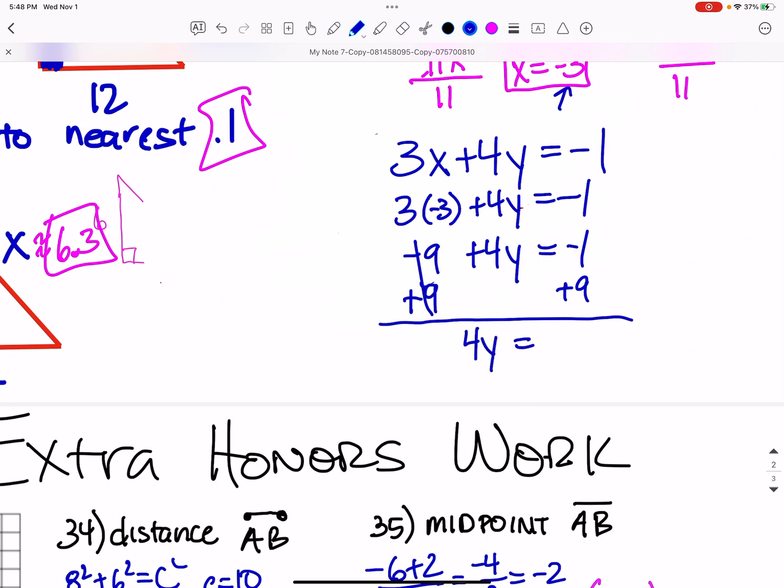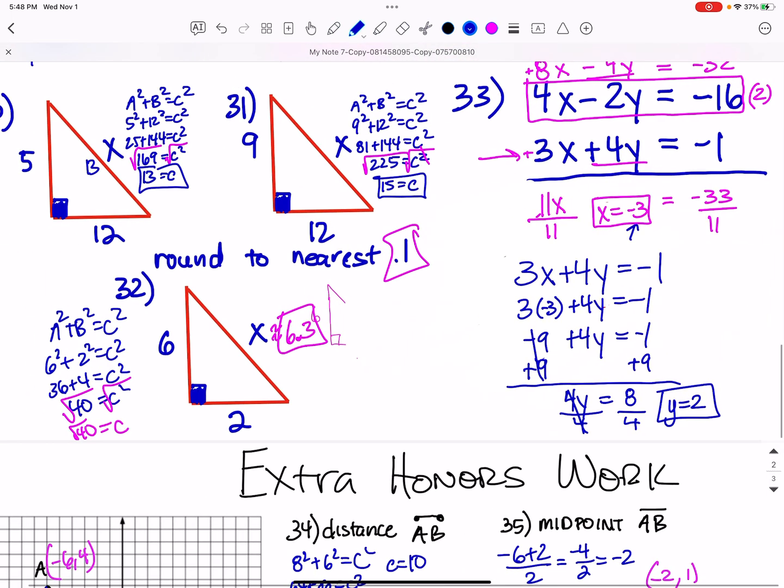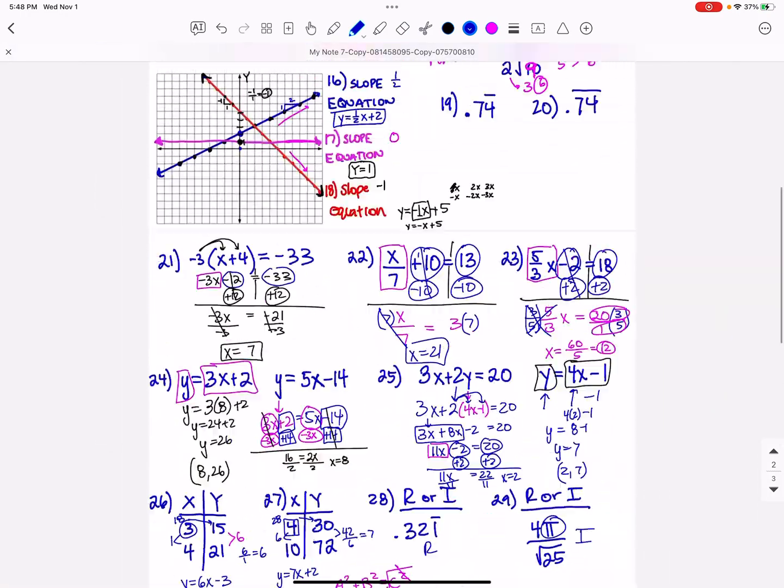4y equals -1 plus 9. The positives win by 8. I top versus bottom the 4. Oh my gosh, we're already almost done. Y equals 2. And we put them in alphabetical order. So did I figure out the x? Yeah, the x was -3 and the y was 2. There's my answer. Okay, there's all of your homework.